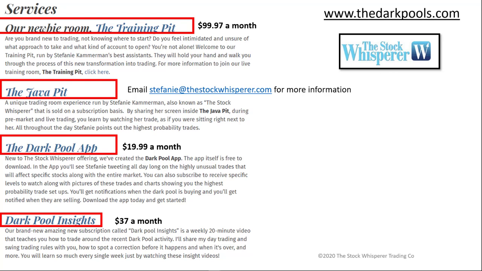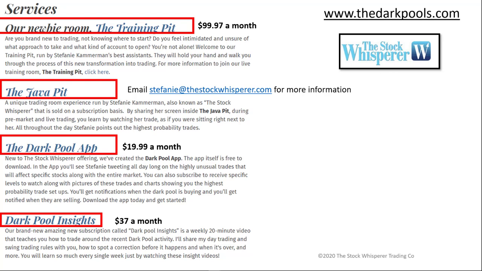Hear that? It's a little cash register. So if you're in the kitchen making food and you hear that, you want to come running out. You don't have to come running, but you'll hear it and know that I just put an alert in. No, the training pit is a separate subscription. It does not come with the Java pit.